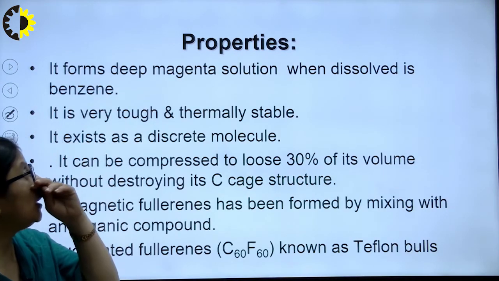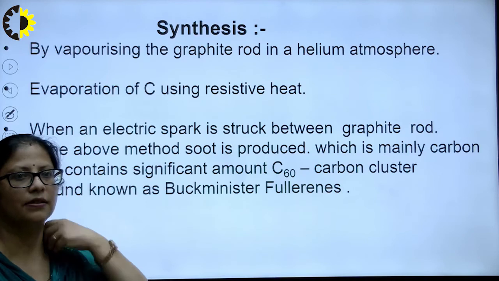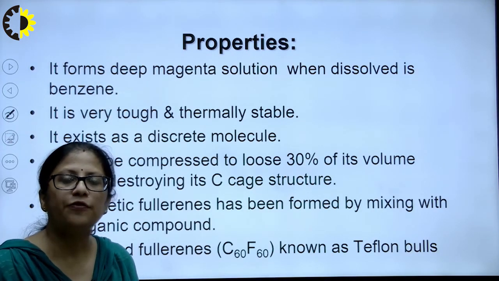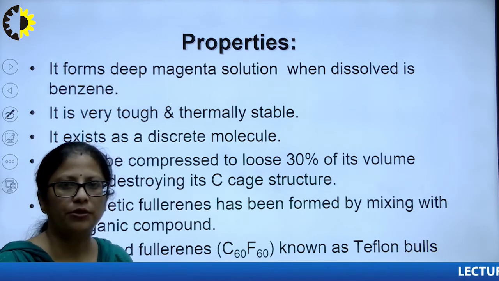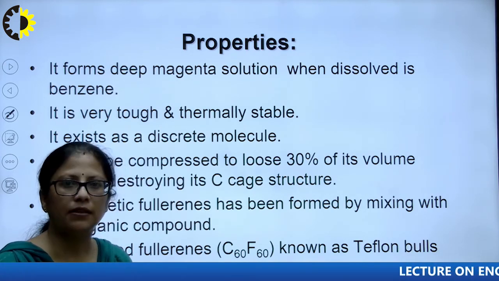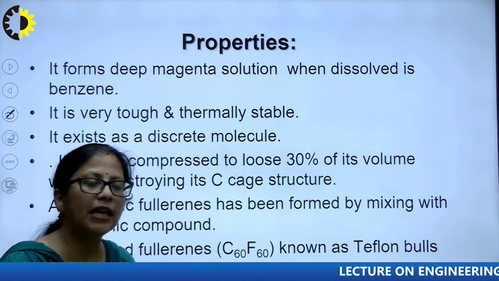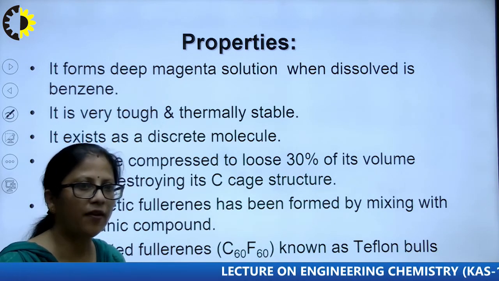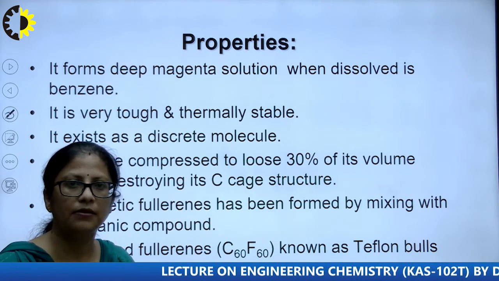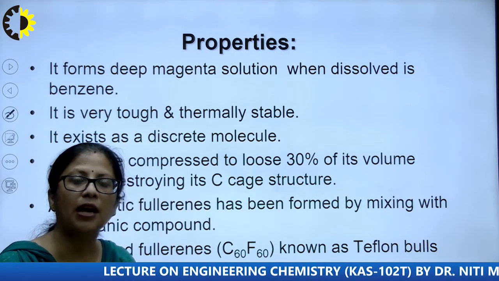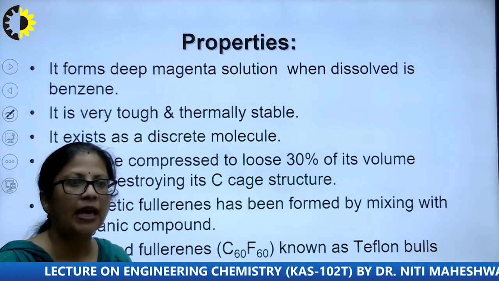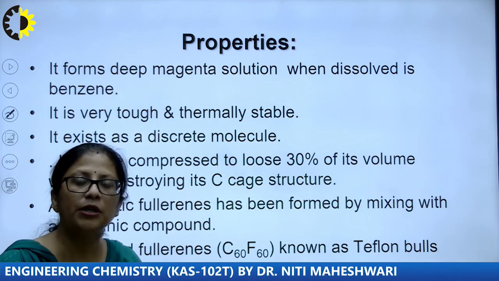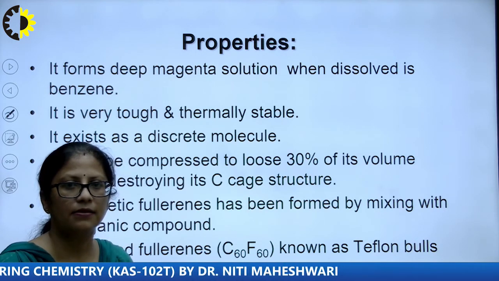Now coming to the properties. This fullerene forms a deep magenta solution when dissolved in benzene. That means fullerenes are soluble in organic solvents. It is very tough and thermally stable. That means we can use them at high temperatures also. It exists as a discrete molecule. That means a single molecule can show its existence.